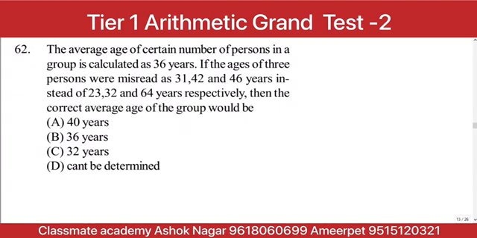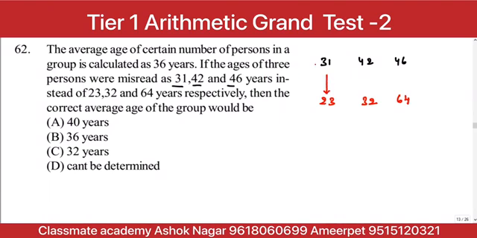The average age of a certain number of persons in a group is calculated as 36 years. If the ages of 3 persons were misread as 31, 42, 46 years instead of 23, 32, 64. See, you are taking it as 31, 42, 46, but what are their actual ages? 23, 32, 64. Right? Tell me how much it is.